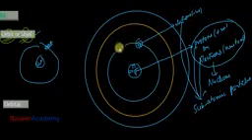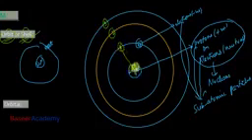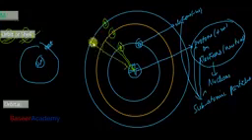Let us say this is my first orbit. This is my second orbit. And this is my third orbit. Which orbit is very close to the nucleus? The first orbit is very close to the nucleus, so it will have less energy compared to the second orbit, because the second orbit is a little far from the nucleus. The energy in the third orbit will be a little more than the second orbit, because the third orbit is even farther compared to the second orbit.